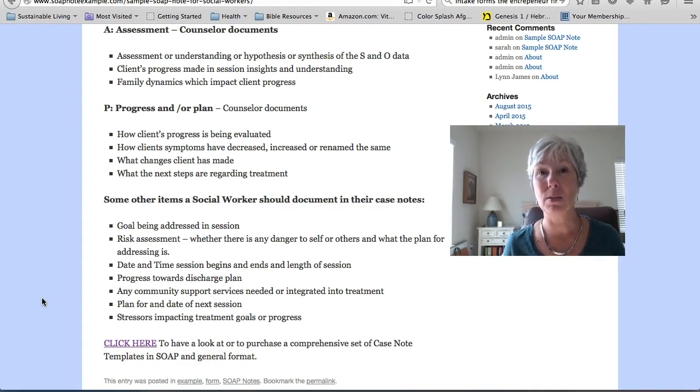Any community support services that are needed or have been integrated into the plan and how they're working or not working for the client. The plan for and date of the next session. And finally, any stressors that may be impacting your client that you noted during that session.